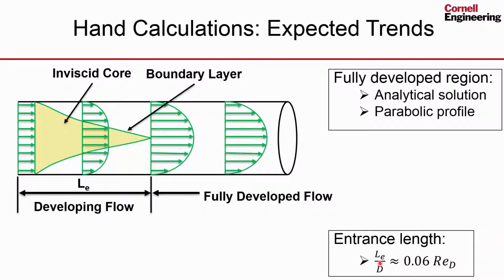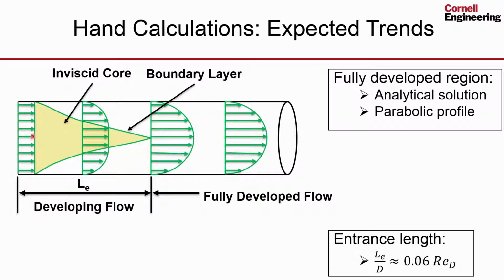And based on scaling arguments from boundary layer theory, you can say that the ratio of the entrance length to the diameter is proportional to the Reynolds number, and then you have a constant of proportionality. So that's something we can check in our numerical solution from ANSYS Fluent.